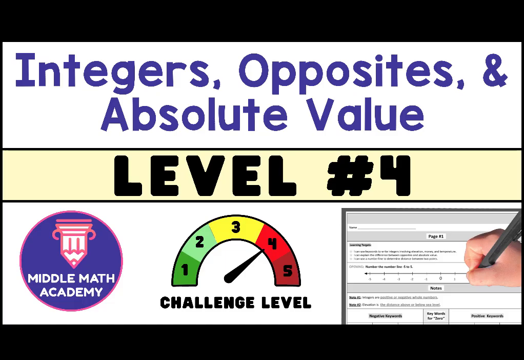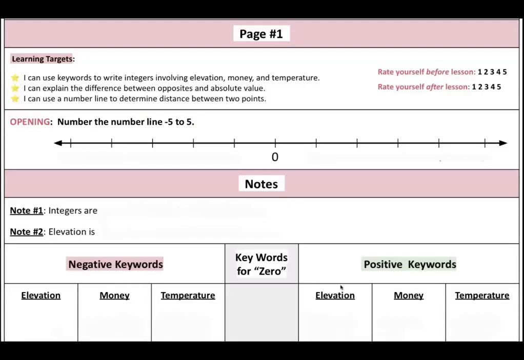Let's get started. Our learning targets today are: I can use keywords to write integers involving elevation, money, and temperature. I can explain the difference between opposites and absolute value. Before we get started, rate yourself on these learning targets. 1 is the least confident, and 5 is the most confident.